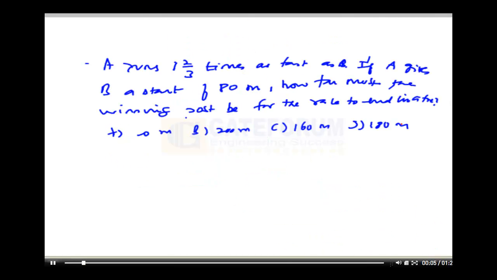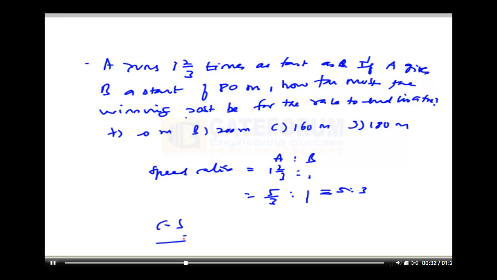A gives B a start of 80 meters. How far must the winning post be for the race to end in a tie? Speed ratio A is to B is 1 2 by 3 is to 1, that is 5 by 3 is to 1, or 5 is to 3. Relative speed is 5 minus 3, which is 2 parts.